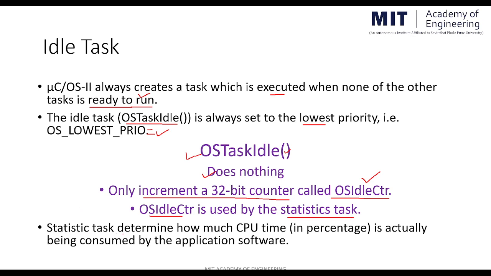The statistic task determines how much CPU time is actually being consumed by the application software. That means when no other application task is ready to run, the processor or the CPU automatically switches into the idle task because no task is in the run state. So it is calculating the CPU clocks by this 32-bit counter, and the statistics task just calculates the CPU time in percentage.